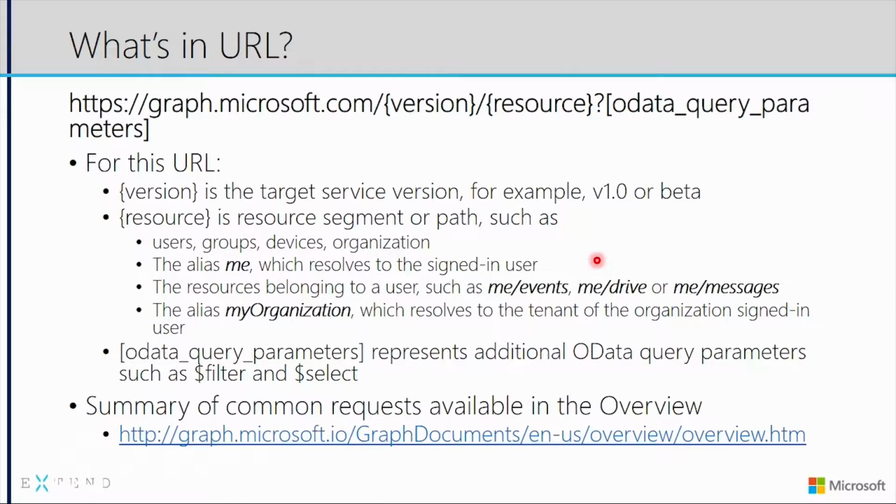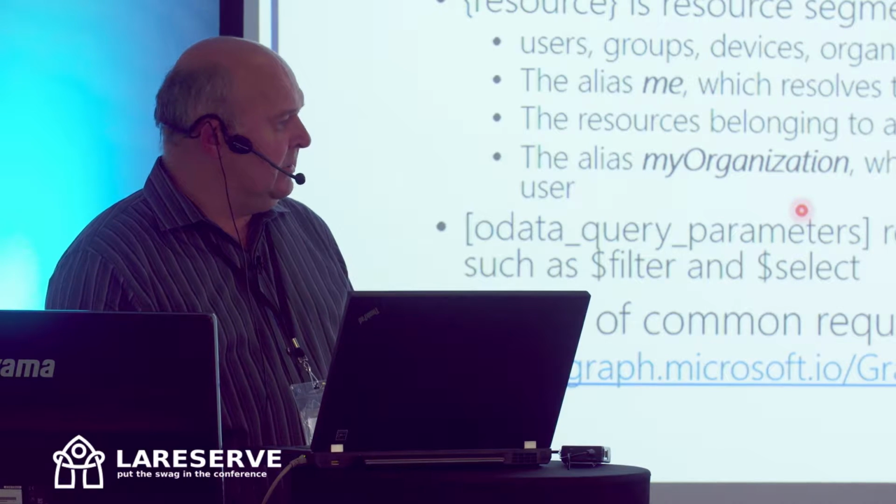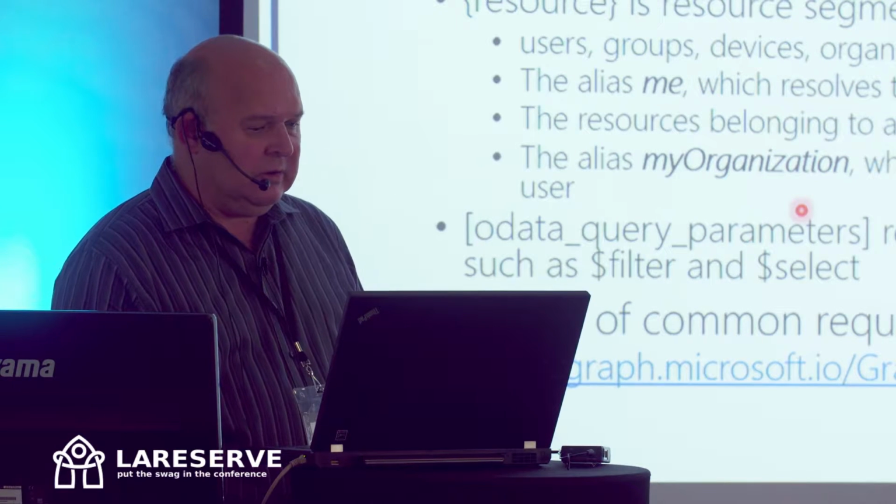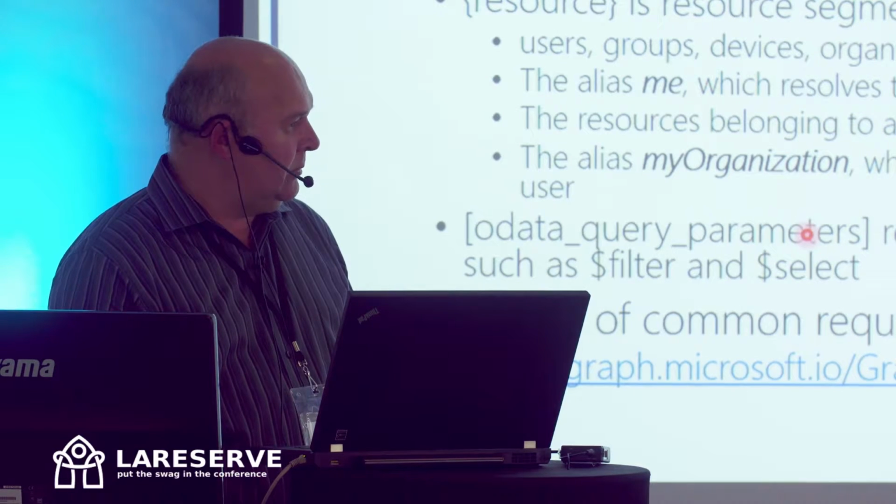Once you authenticate, me means everything that I have in Office 365. So you can access resources using this: me/events, me/drive, me/messages, and so on. There is also a special alias, my organization. I'm not going to talk about it, just mention that it exists. And then query parameters. There's great documentation about this on graph.microsoft.io.